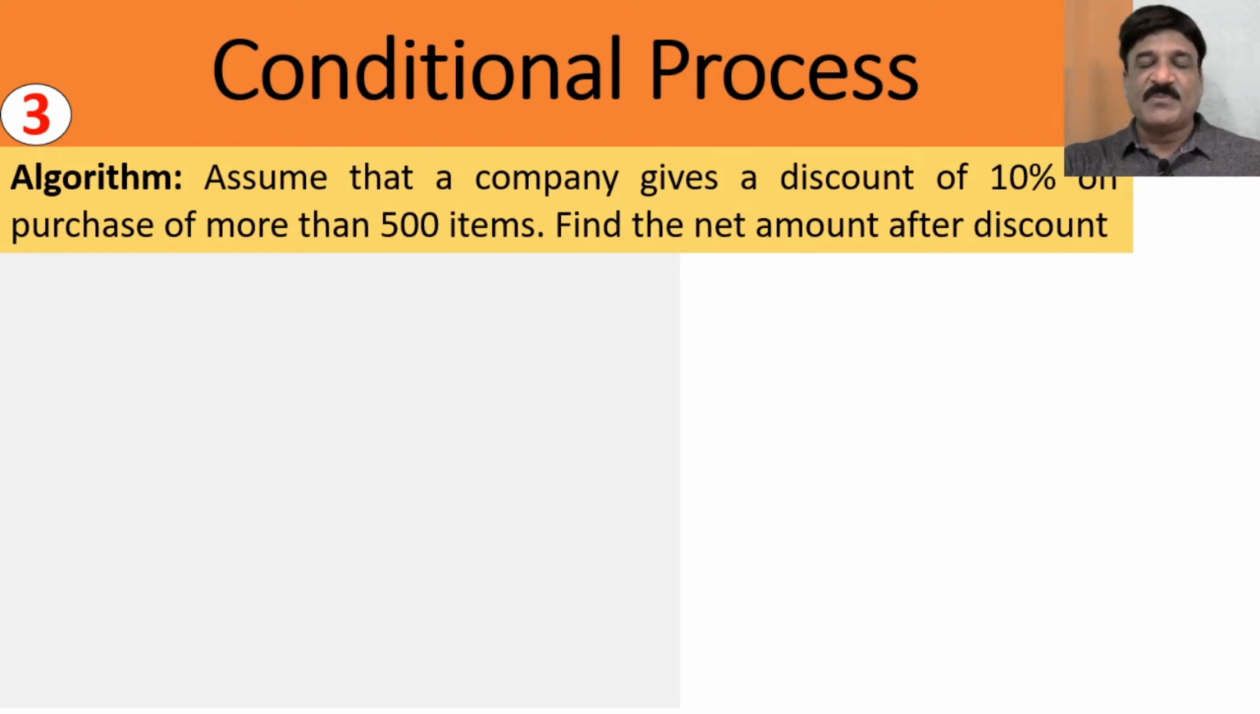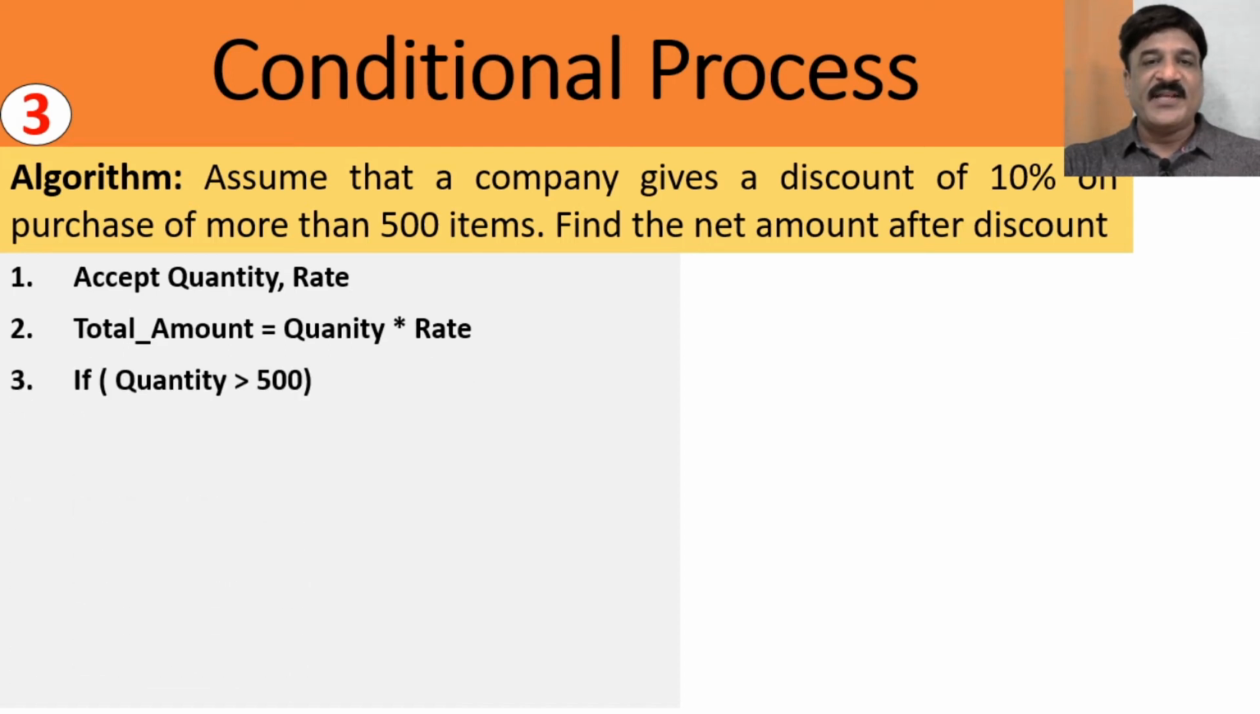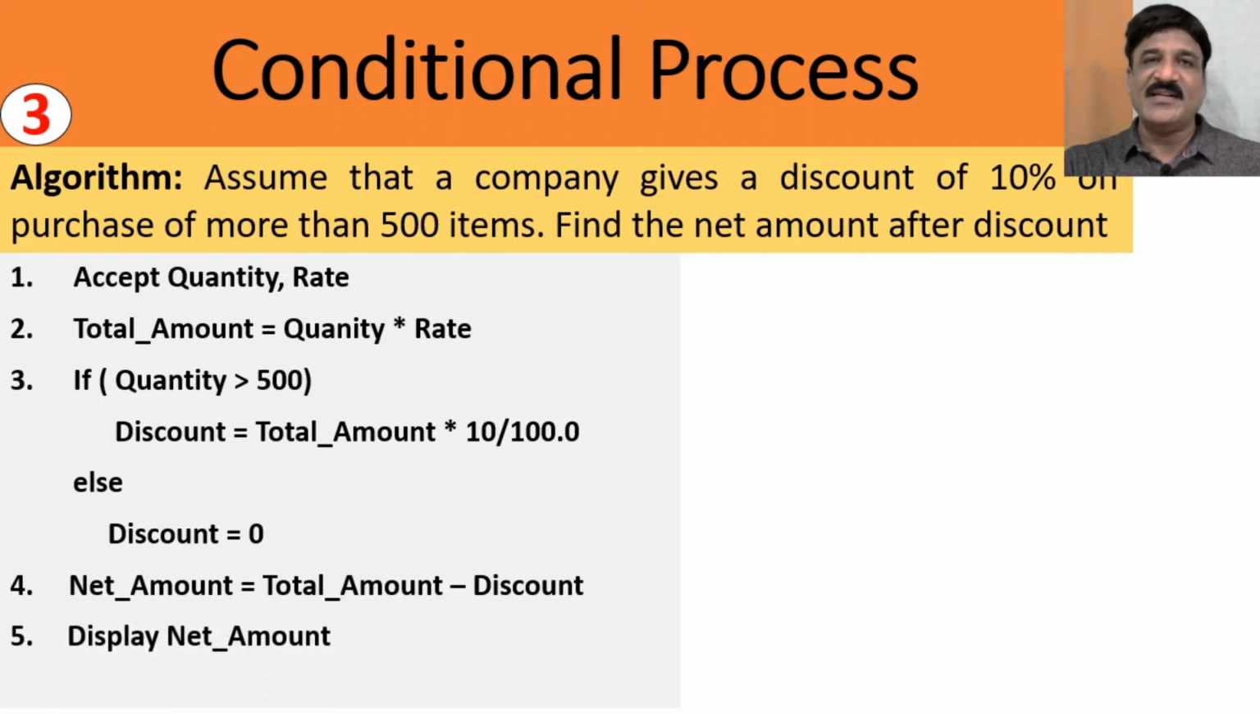First of all, we will accept what? The quantity and rate. Remember, we have not specified the discount value at the beginning like we did in the earlier solution. Then find the total amount. Now check if the quantity is greater than 500. If it is so, provide a discount of 10%. Else, it means if the quantity is not greater than 500, it means it is less than 500. In that case, there is no discount. So the discount will be 0. Then finally find the net amount, that is total amount minus discount, and display the result and terminate the algorithm.